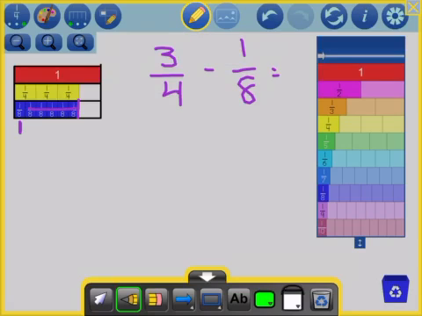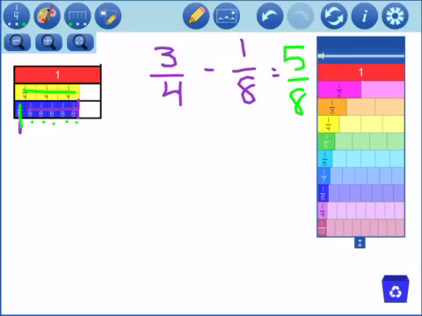So my difference, my 3/4 minus my 1/8 is 1, 2, 3, 4, 5. So my difference, it's very bright, is 5/8. Okay, do you guys see how we did that? We started with the 3/4, the 3 yellows, and we took away 1/8 of that, so we had to find out what the remaining space could hold, what would fill that remaining space for them to be equal.